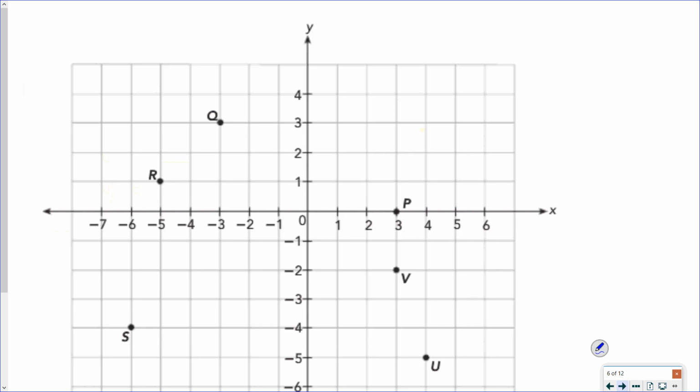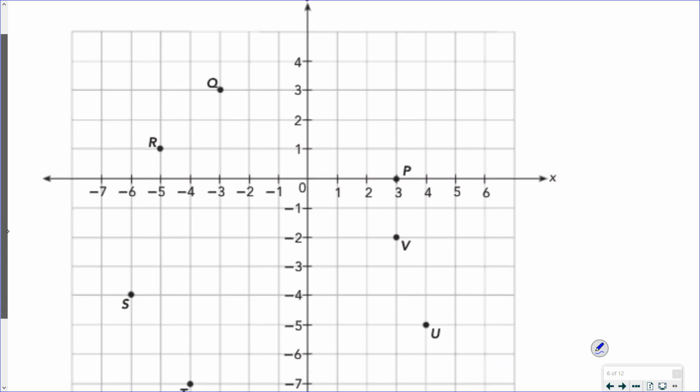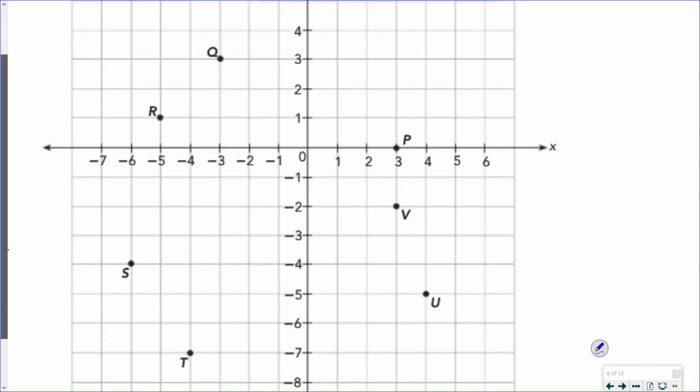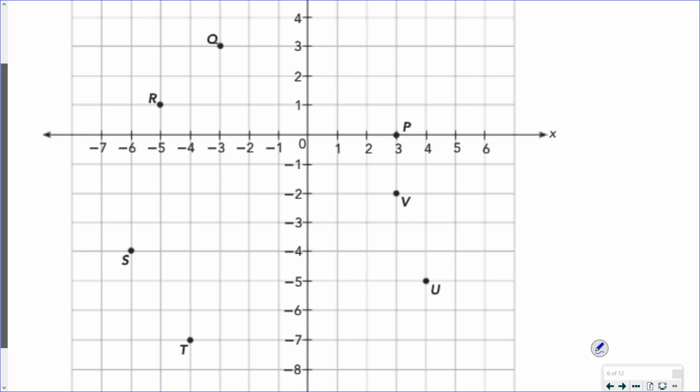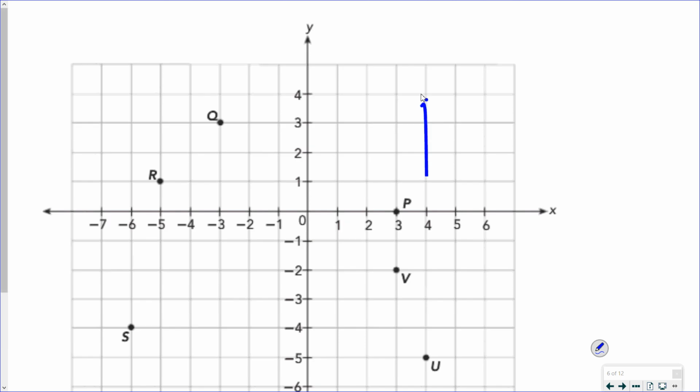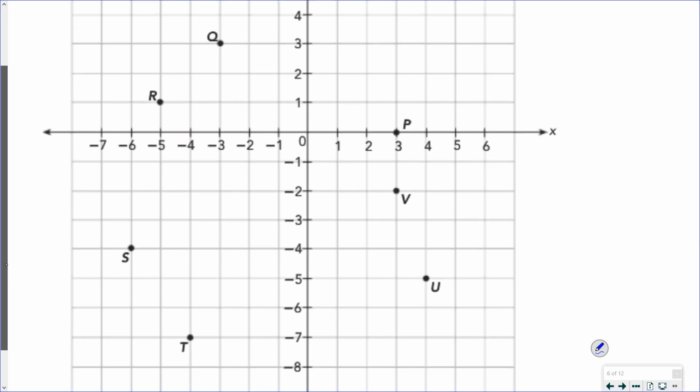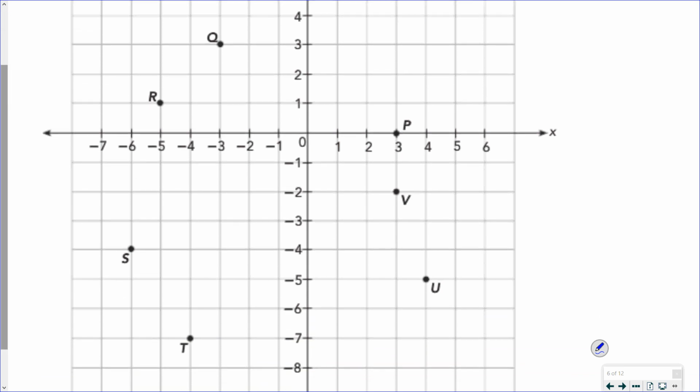We have a coordinate plane here, and we're going to identify the ordered pairs along with the location of each point. So we're going to start alphabetically. We're going to start with P. Oh, sorry about that. Let's get rid of that real quick. Let's re-scroll down. Happens sometimes with the smartboard. All right, let's try that again. The ordered pair for P is 3, 0, and it is on the x-axis.